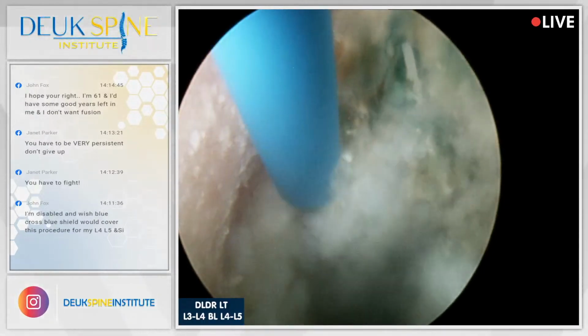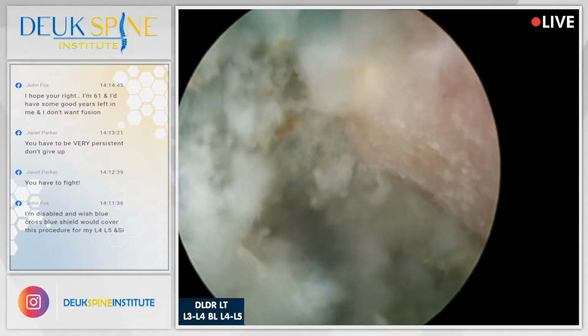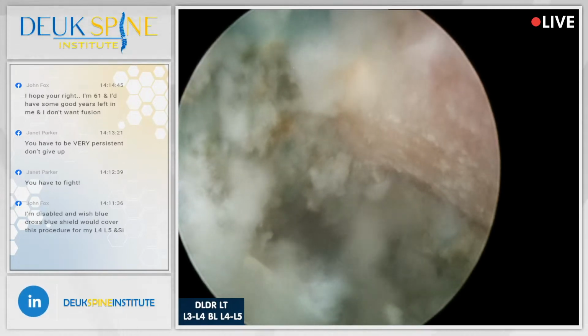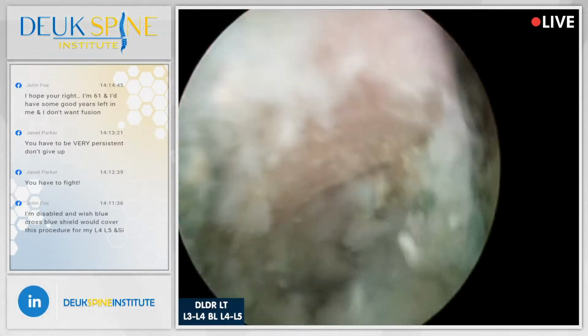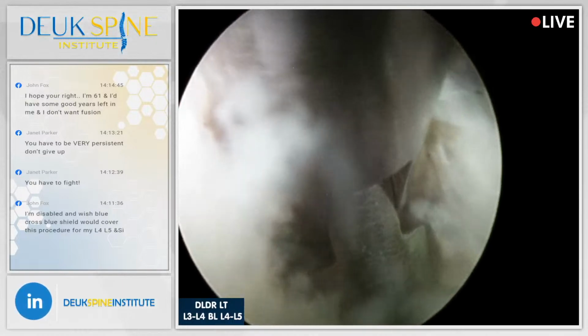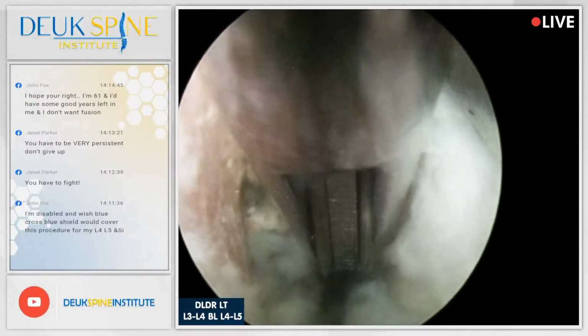Can't fight without the patients. Need the patients. So the more patients that get this done, the better chance we have of winning. We have strength in numbers.